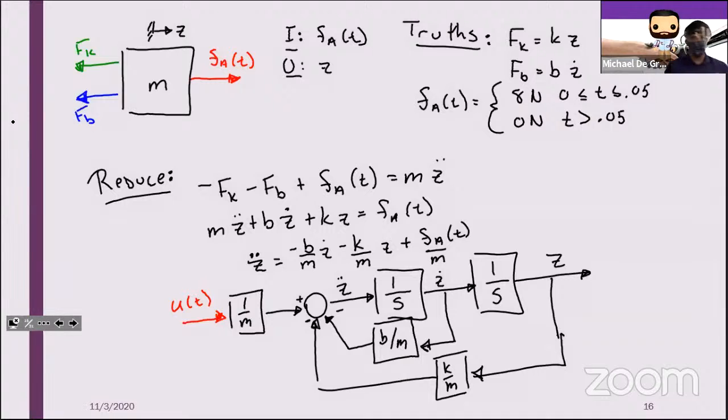Mine probably looks a little bit different than some of yours because I've essentially distributed the 1 over m instead of leaving it as one term. Mathematically, it doesn't matter, right? It's just algebra. And you'll get the same result. Is everybody all right with this so far? Is everybody okay? Yeah. Does anybody have any questions on the model or drawing the block diagram?